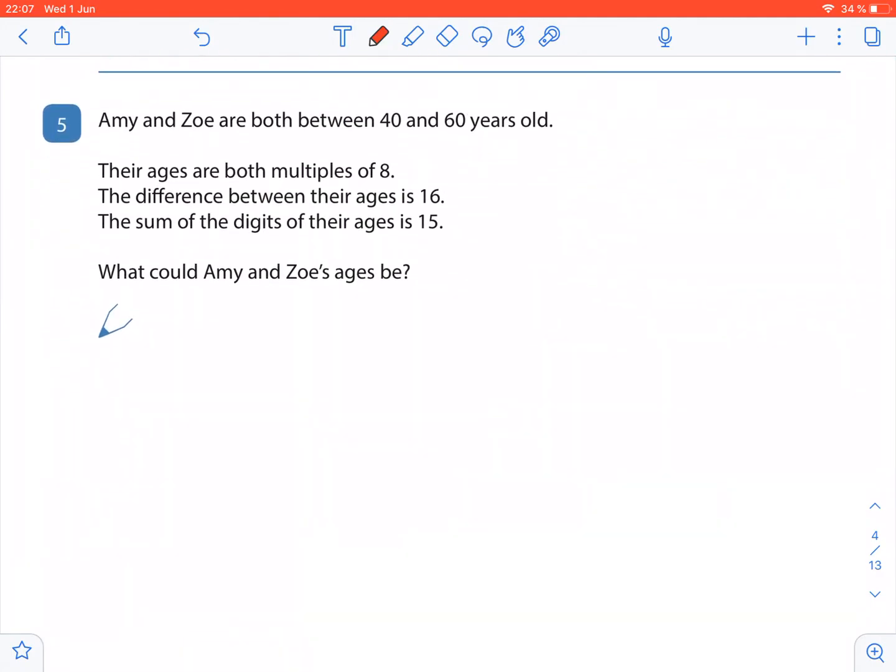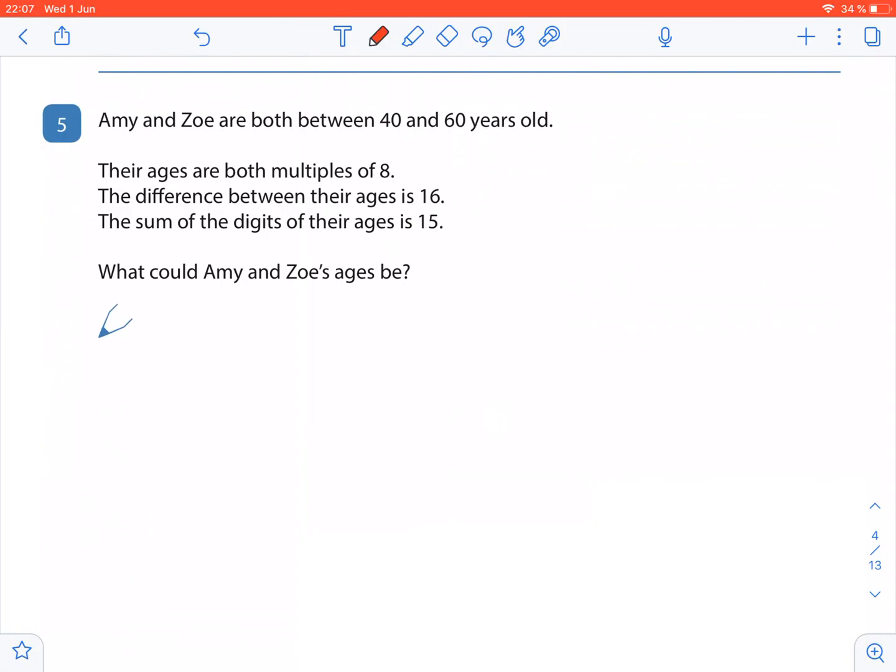Right, number 5. Amy and Zoe are both between 40 and 60 years old. Their ages are both multiples of 8. The difference between their ages is 16. The sum of the digits of their ages is 15. What could Amy and Zoe's ages be?